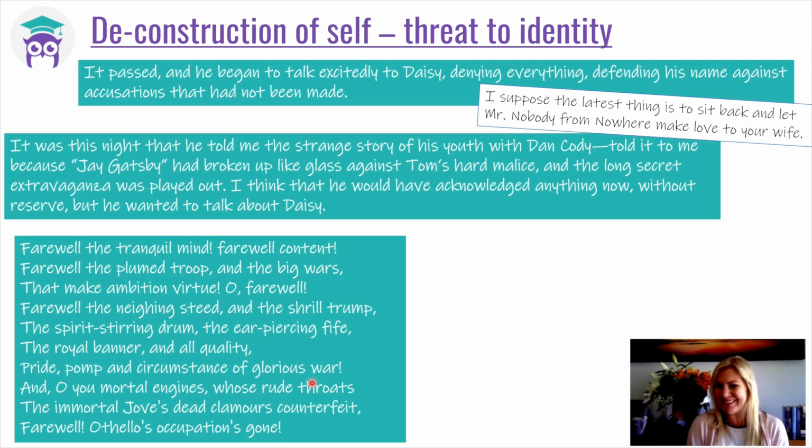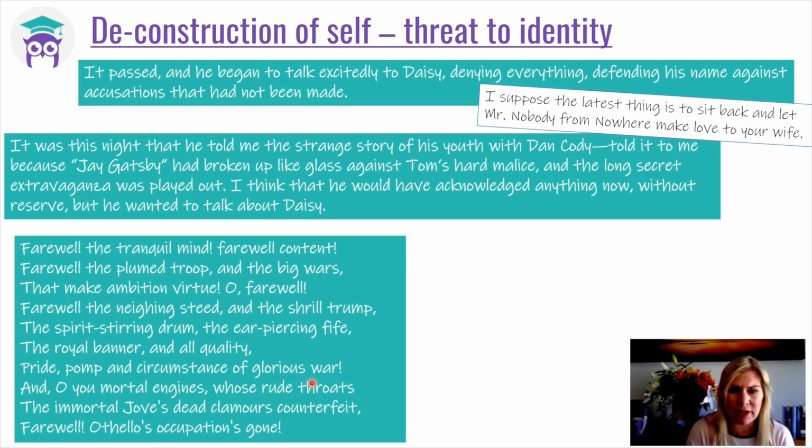It's about identity. And because he has constructed himself out of this notion, when he believes that Desdemona has cheated on him, his whole sense of self is shattered. Othello's occupation is gone. And obviously this is reiterated through Shakespeare's beautiful use of rhetoric.